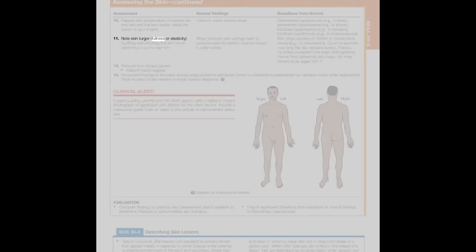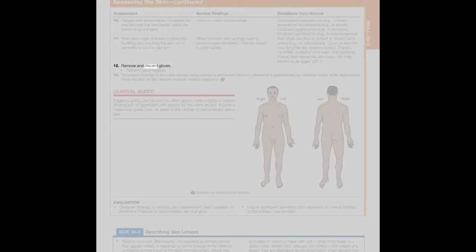11. Note skin turgor, fullness or elasticity, by lifting and pinching the skin on an extremity or on the sternum. When pinched, skin springs back to previous state, is elastic, may be slower in older adults. Deviation: skin stays pinched or tented or moves back slowly, for example, in dehydration. Count in seconds how long the skin remains tented. There is no widely accepted time span distinguishing normal from abnormal skin turgor, De Vries-Fayens and De Jager, 2011.